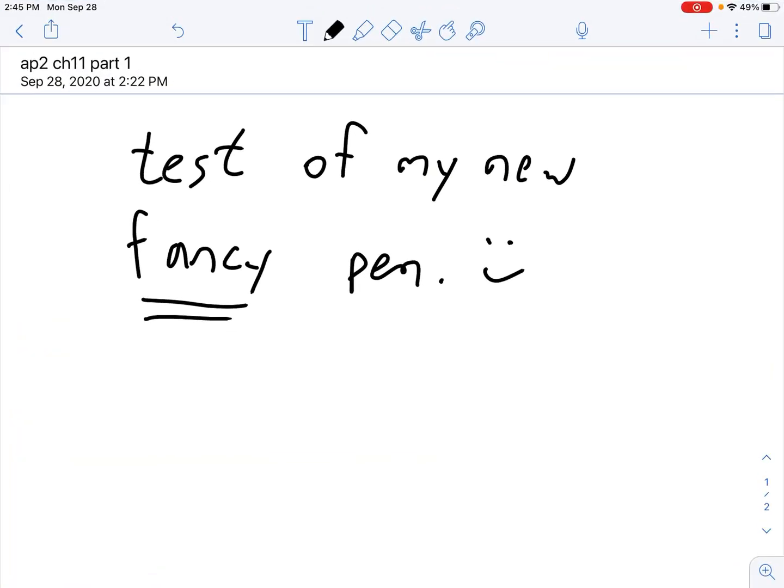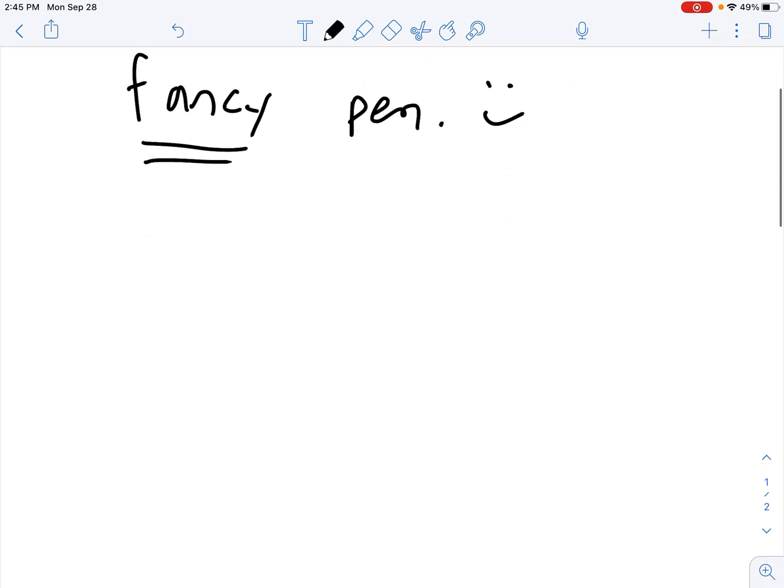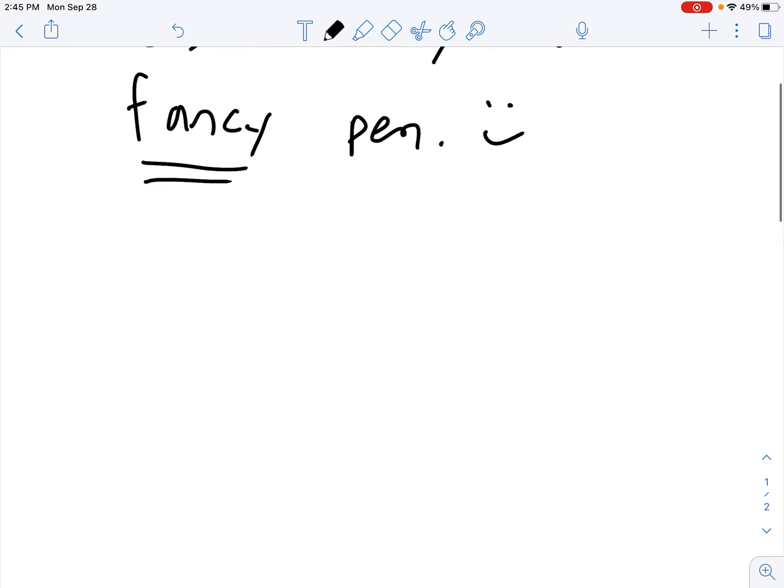Oh, by the way, with my fancy pen, I can push my finger on the screen and my finger doesn't write because only my pen writes. That makes scrolling kind of slick.